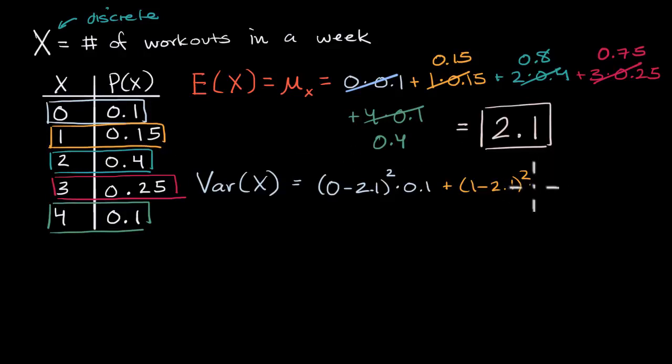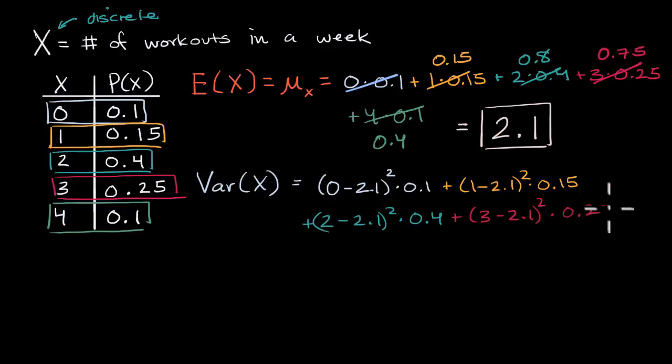Then you are going to get plus 1 minus 2.1 squared times the probability that you get 1 times 0.15. Then you're going to get plus 2 minus 2.1 squared times the probability that you get a 2 times 0.4. Then you have plus 3 minus 2.1 squared times 0.25. And then last but not least, you have plus 4 minus 2.1 squared times 0.1. So once again, the difference between each outcome and the mean, we square it and we multiply times the probability of that outcome.